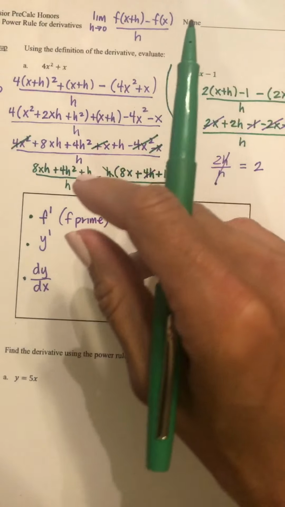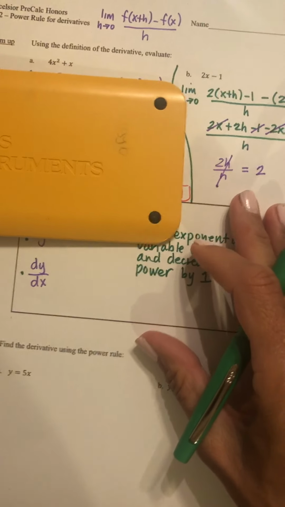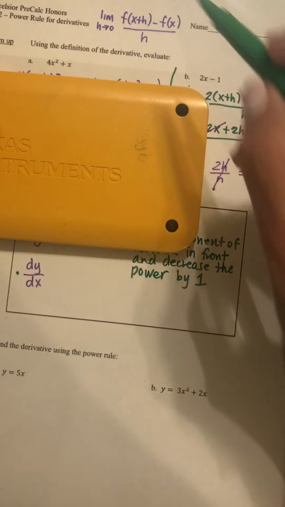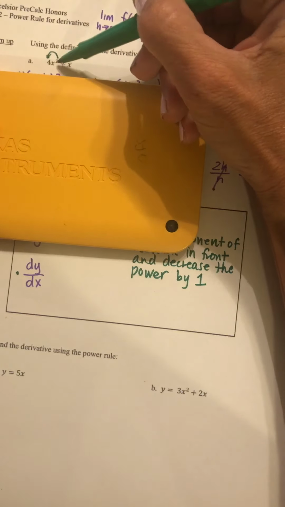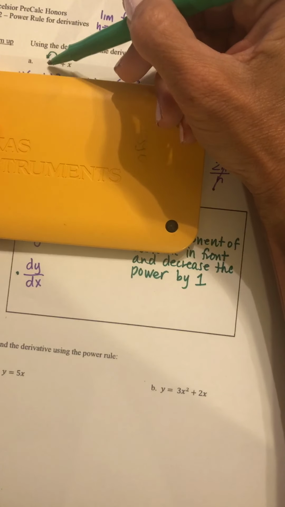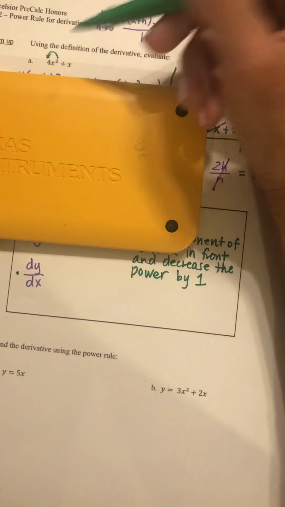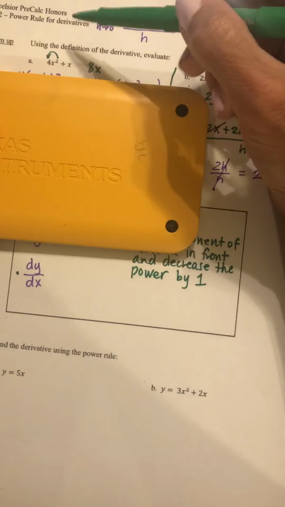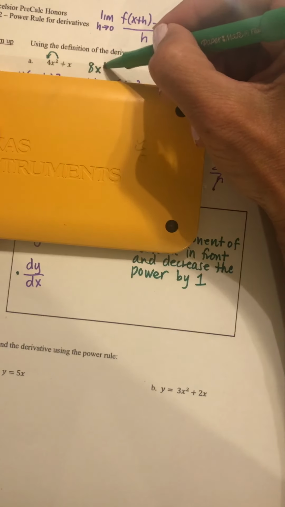So if I was to ignore this whole big definition of the derivative, and I was to kick in that rule I just told you, which is to drop the power in front. The power is 2. There's a 4 there, so you're going to multiply. If there was nothing there, it's technically a 1. So we drop it in front. 2 times 4 is 8. We have an x, but now we're going to decrease the power. So the power is going to go from a 2 to a 1.